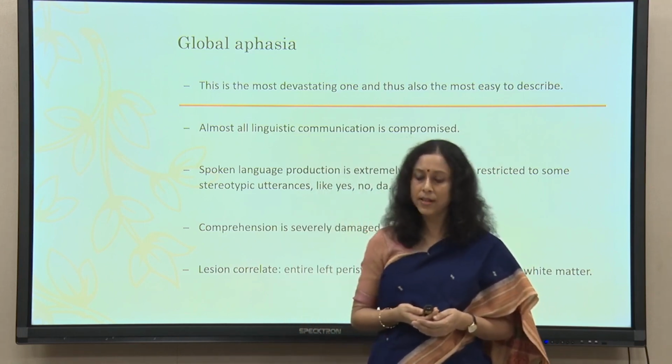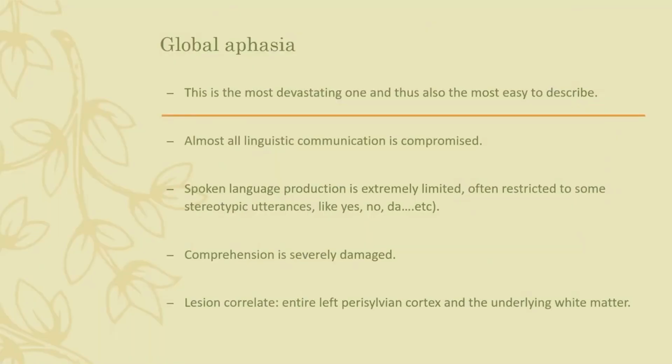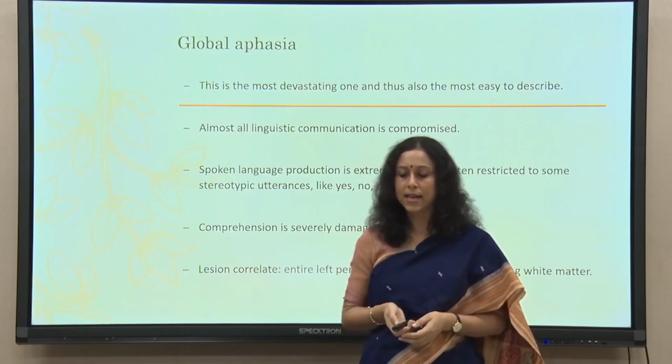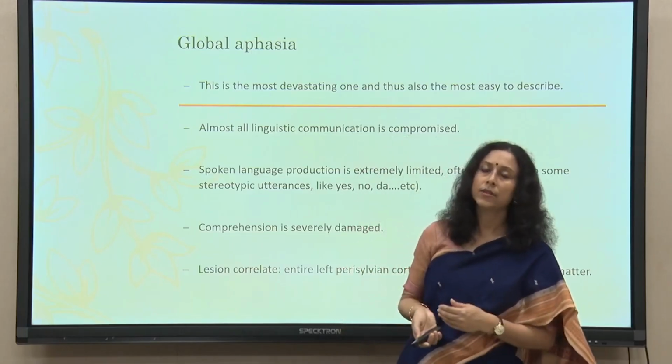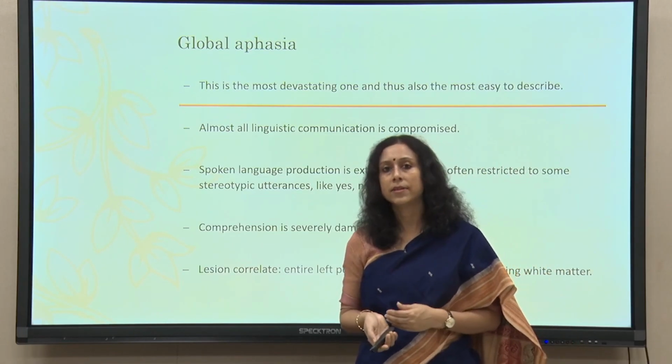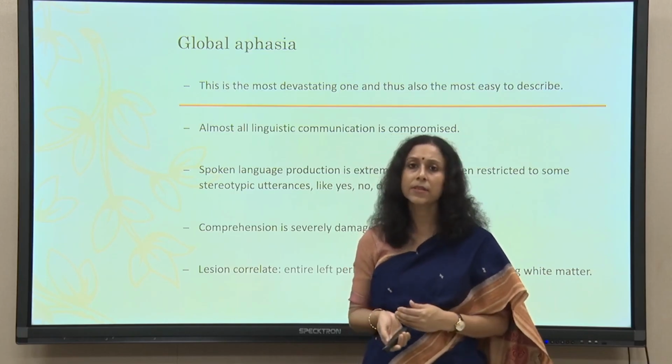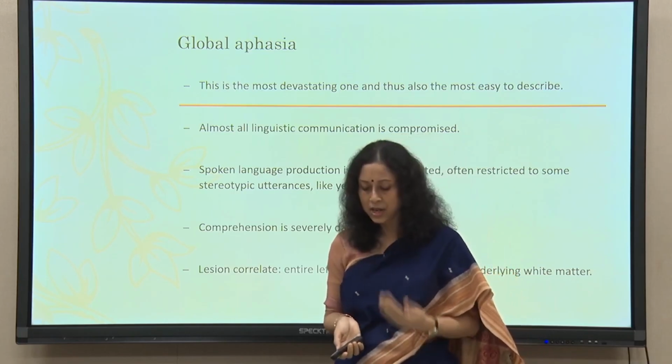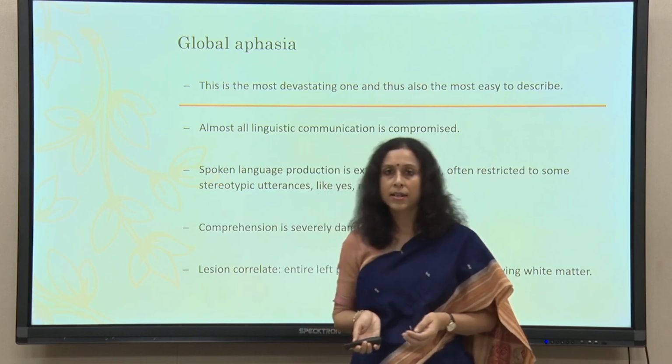Comprehension is also severely damaged, and the lesion correlate generally shows the entire left perisylvian cortex and the underlying white matter. So, it is a rather broad area that gets affected, and as a result we see that global aphasics have severe difficulty in comprehension, repetition, production, etc.